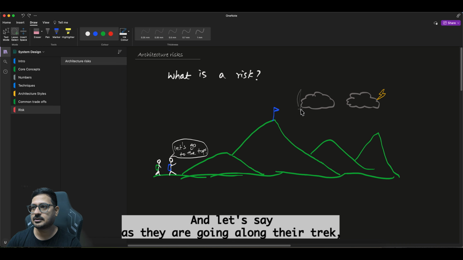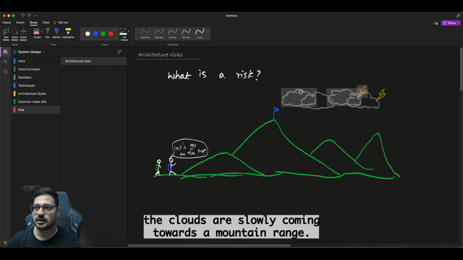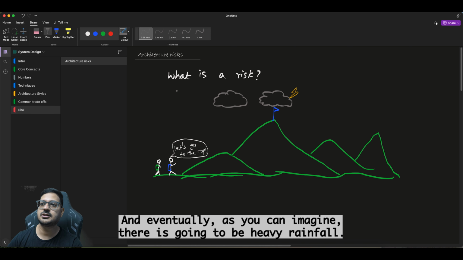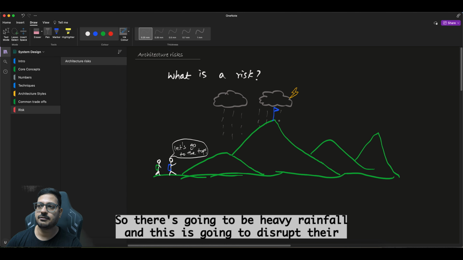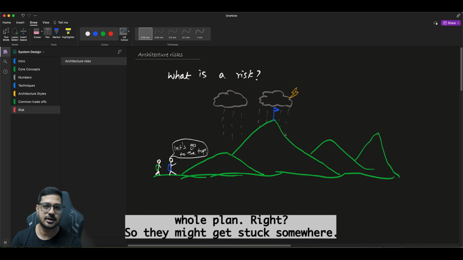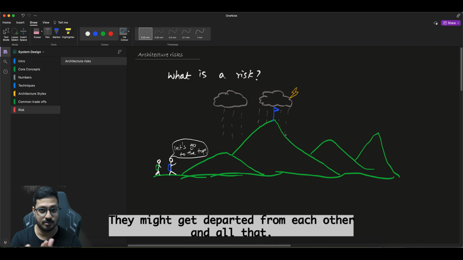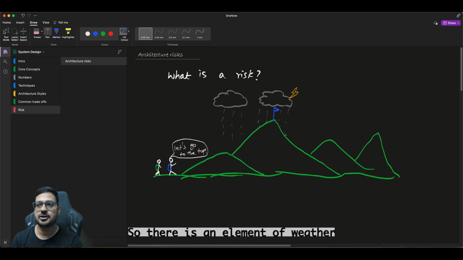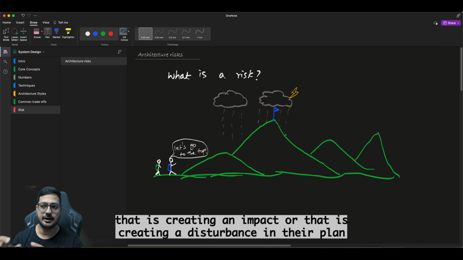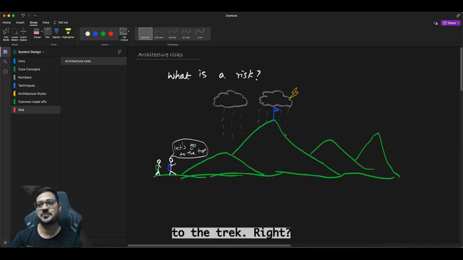And let's say as they're going along their trek, the clouds are slowly coming towards the mountain range, and eventually, as you can imagine, there is going to be heavy rainfall, right? This is going to disrupt their whole plan. They might get stuck somewhere, they might get injured due to the slippery mountain range, they might get separated from each other and all that. So there is an element of weather that is creating a disturbance in their plan for the trek, right?